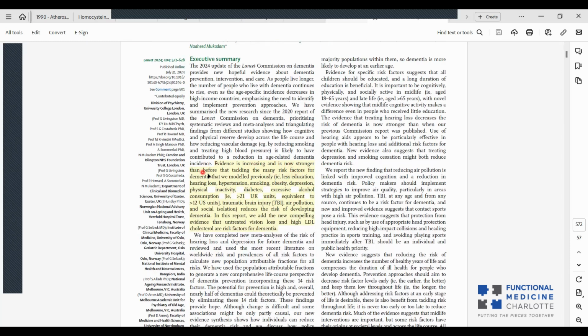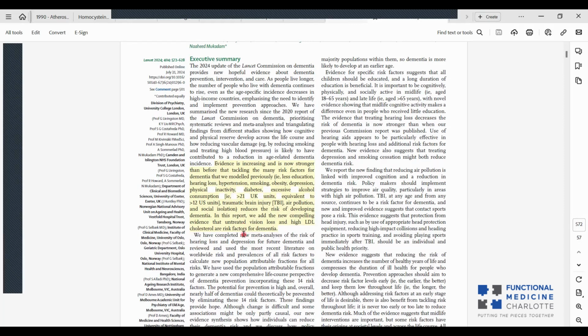Evidence is increasing and is now stronger than before that tackling the many risk factors for dementia reduces the risk of developing dementia. In this report, we add the new compelling evidence that untreated vision loss and high LDL cholesterol are risk factors for dementia. Okay, so the previous risk factors were less education, hearing loss, high blood pressure, smoking, obesity, depression, physical inactivity, diabetes, excess alcohol consumption, traumatic brain injury, air pollution, and social isolation. Those were the 12 factors that increase risk for dementia previously. This new commission added vision loss and LDL cholesterol.